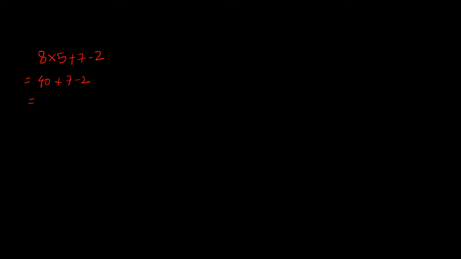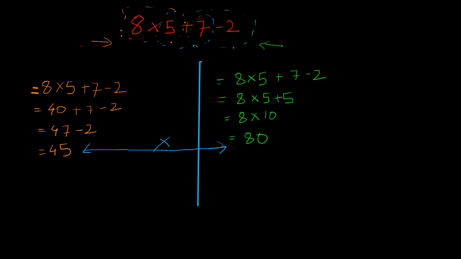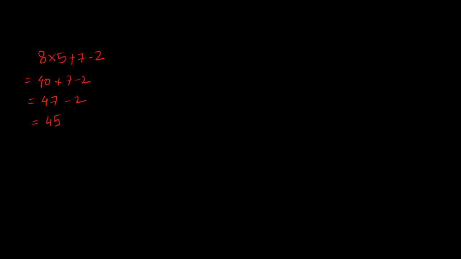Now PEMDAS, D, division. We don't have any division. And then A for addition. So we do this, 47 minus 2. And then the last thing is subtraction. So we just do subtraction, and 45 is the right answer. And over here, as you see, we got 45 from the left approach, but not necessarily will it happen every single time. It might differ for different cases.